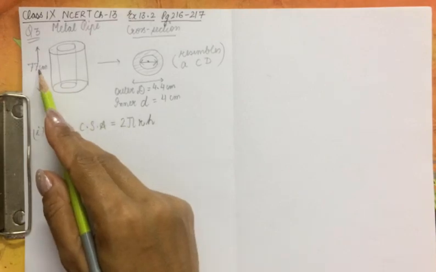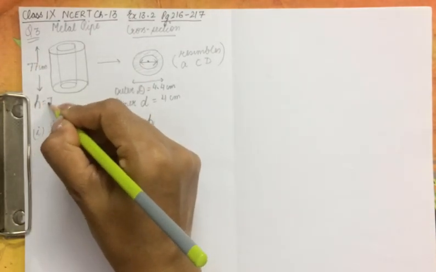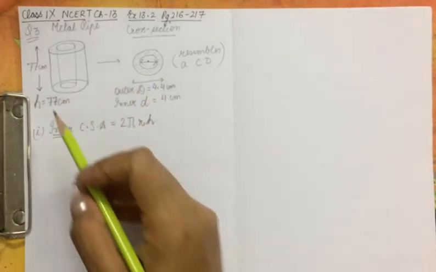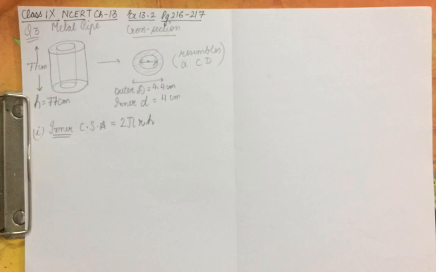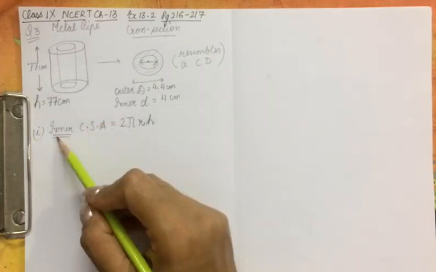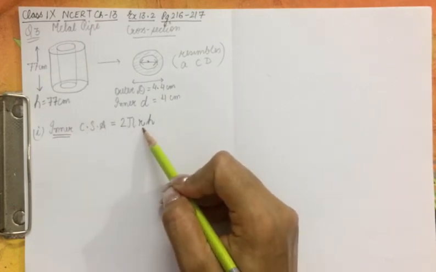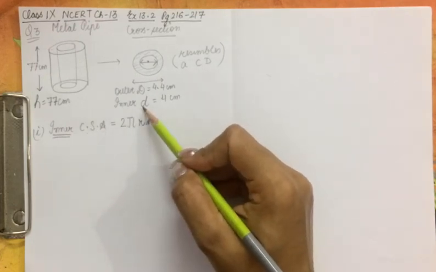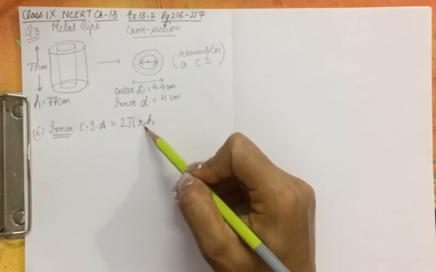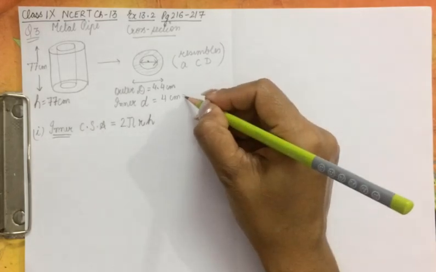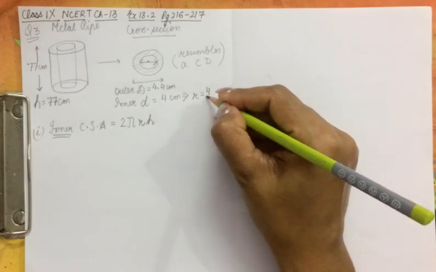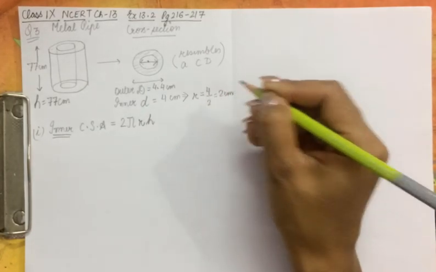H being 77. If you want, you can write down for yourself the height of the metal pipe, which actually will be the length. So this will be 77 centimeters. The curved surface area uses radius. For inner curved surface area, I'll be using inner radius. Since I have represented the inner diameter by lowercase d, I am representing the inner radius by lowercase r. Let's find out the r from here. Small r, diameter divided by 2, this will be 2 centimeters.